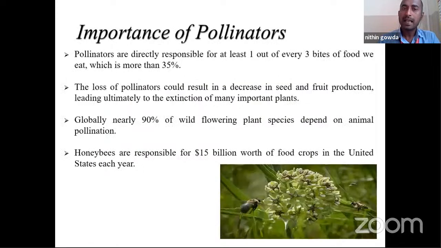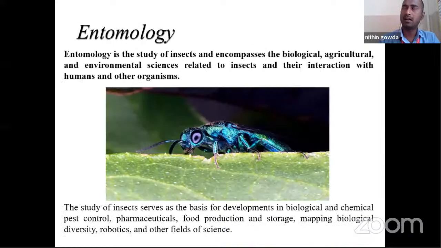Next, what is the importance of pollinators? As I mentioned earlier, we come across two classes of insects: one is useful, the other is harmful. Which are the useful ones? Beetles, pollinators, and honeybees are different useful insects. They help in pollination, and that reduces the scarcity of our food.